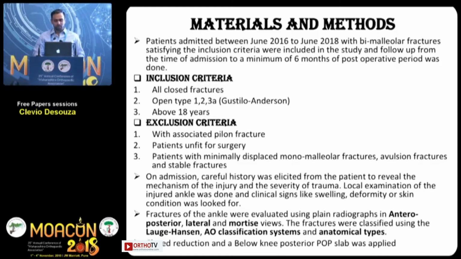On admission, a careful history was elicited from the patient to reveal the mechanism of the injury and the severity of the trauma. Local examination of the injured ankle was done, and clinical signs like swelling, deformity or skin condition were looked for. Fractures of the ankle were evaluated using plain radiographs in anteroposterior, lateral and mortise views. The fractures were classified using the Lauge-Hansen and AO classification systems and anatomical types. Closed reduction in a below-knee posterior plaster of Paris slab was applied.